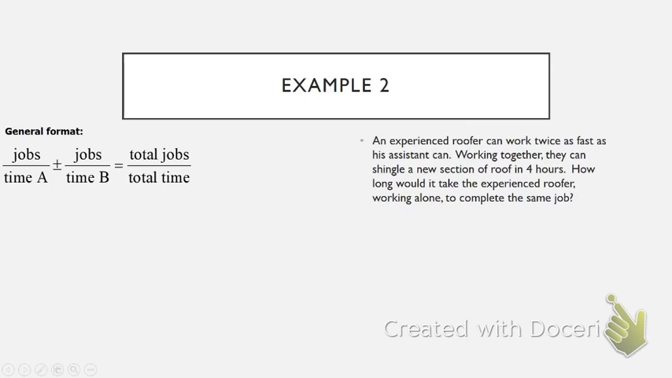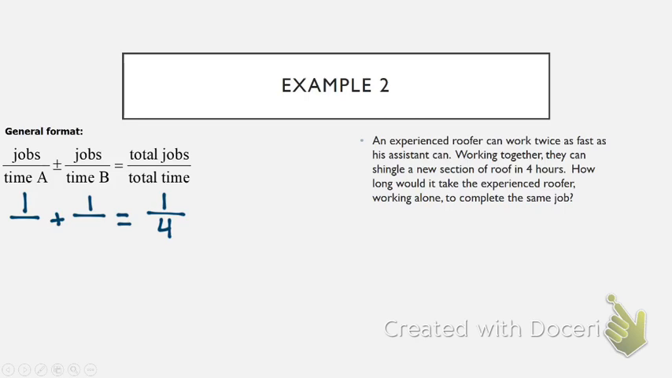So again, we've got two people that are working together, so we're going to add it together. Now, the only time it gives me is 4 hours. And it says if they work together, they can shingle in 4 hours. So working together, that's my total time. So if me and my assistant, because of course in this scenario I would be the boss, work together to finish the roof, it only takes us 4 hours.